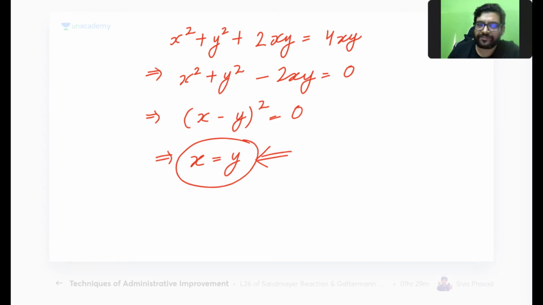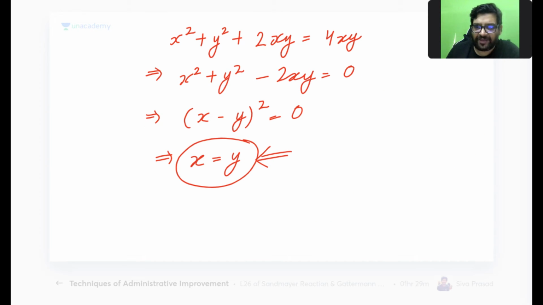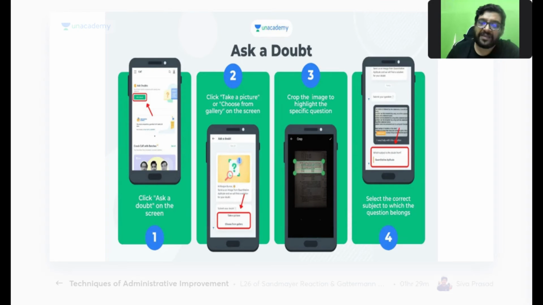Are you okay with this? Should I go to the next question? You should be okay with both the methods. I'm going to the next question now.